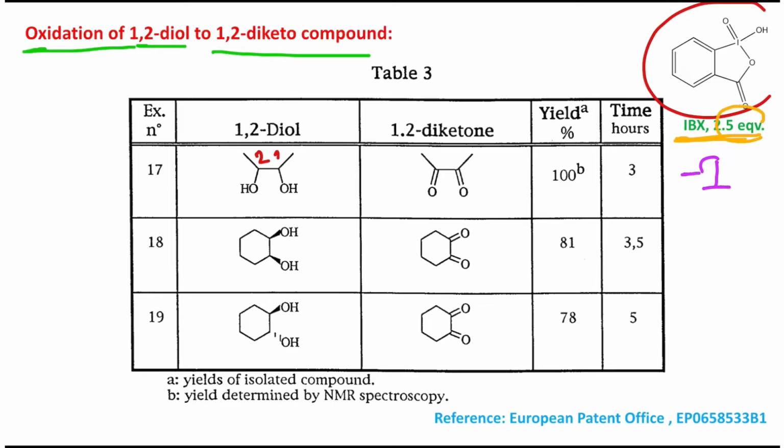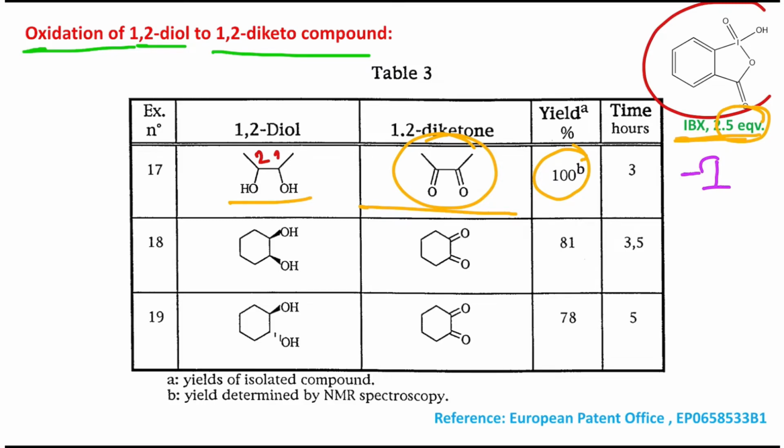So in presence of 2.5 equivalent IBX, these glycols or 1,2-diols could be oxidized selectively. See, 100% yield to the corresponding dimethyl glyoxal. This molecule name is dimethyl glyoxal, or butane-2,3-dione, you may say that too also.